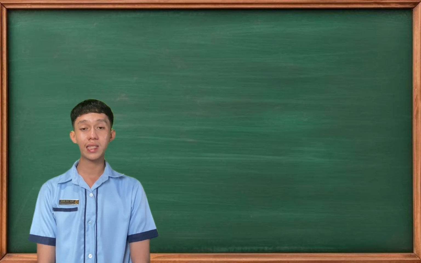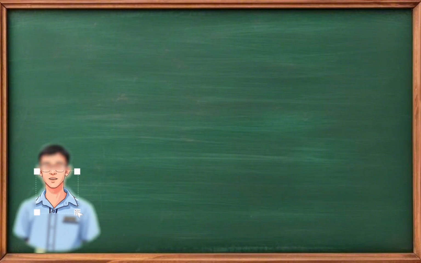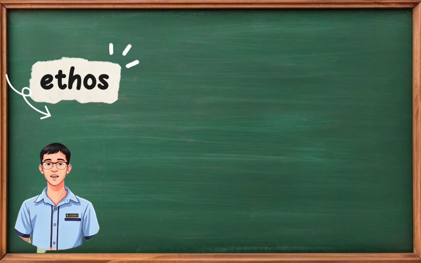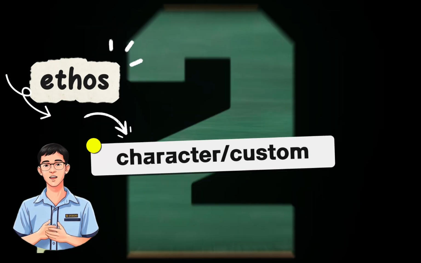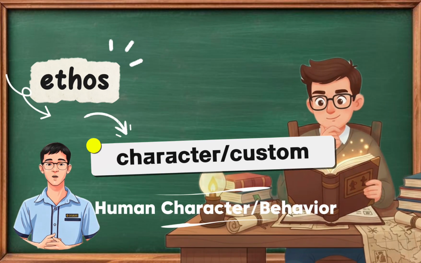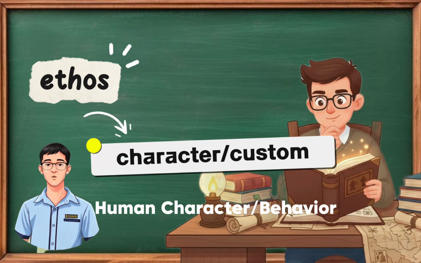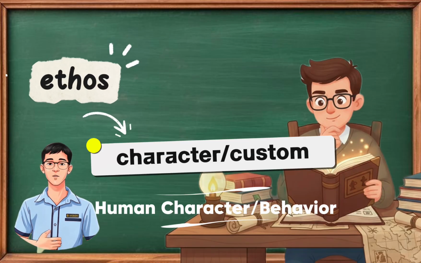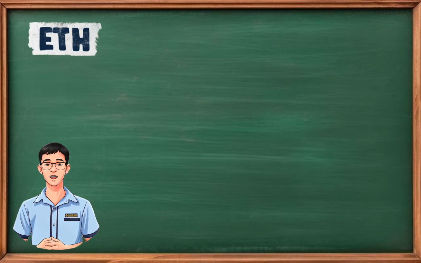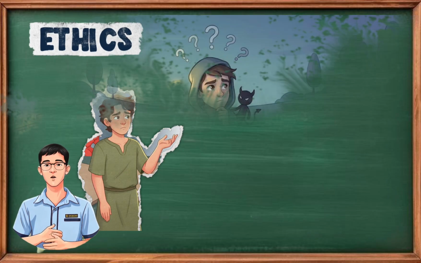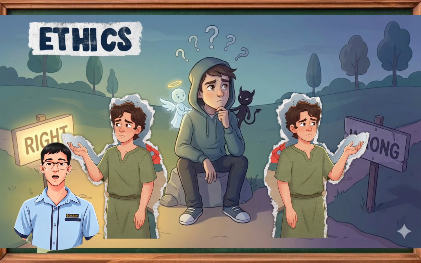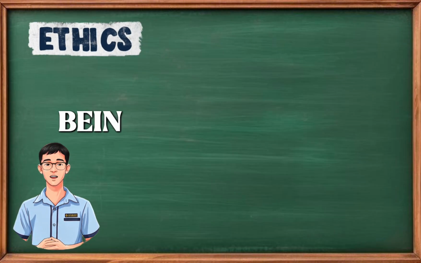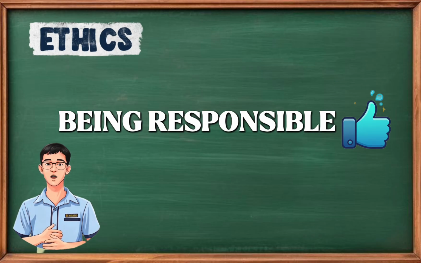So, what is ethics? Ethics comes from the Greek word ethos, which originally meant character or custom. Over time, it came to mean the study of human character and behavior, especially regarding what is morally right. Ethics is the study of what is right and wrong, or the principles that guide human behavior to decide what is morally good or bad. It helps people make decisions that are fair, honest, and respectful to others.